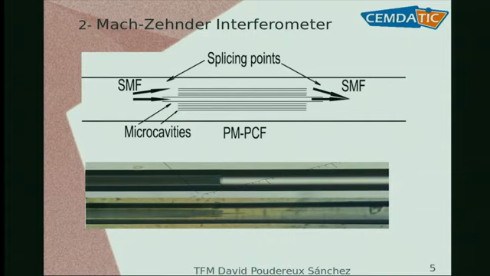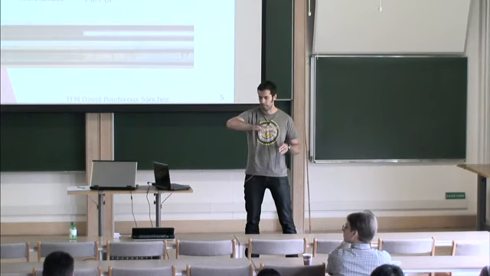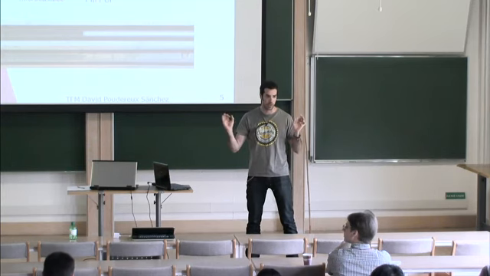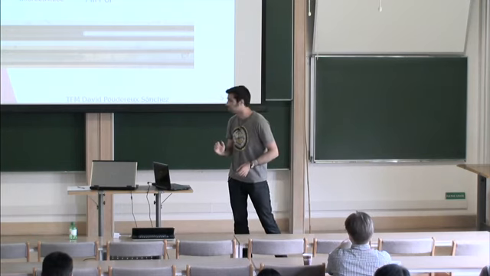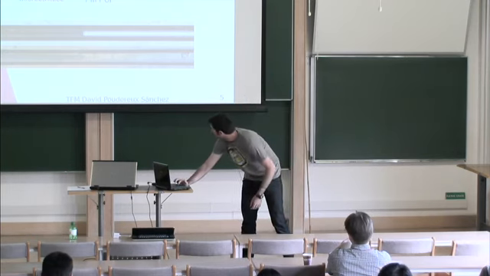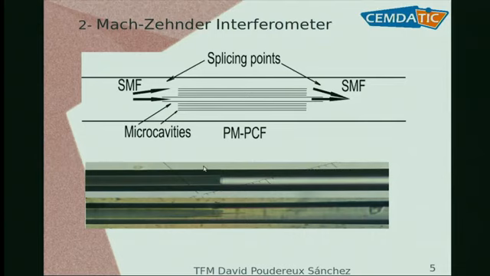In my fibers, in the middle, there are two wider cavities. That means that I have two interferometers, one for each direction of polarization: one parallel to the plane of the two wider cavities, and the other perpendicular to these cavities. Here in the photo, we can see the splicing points of the two interferometers.